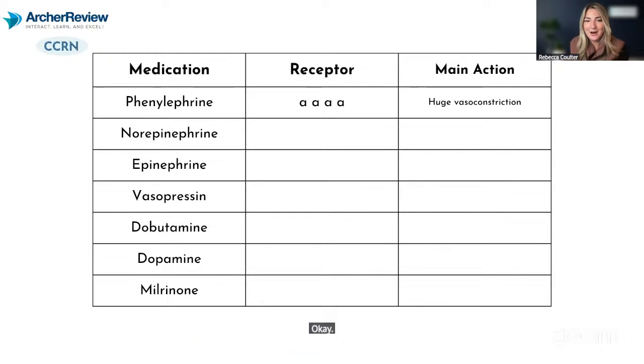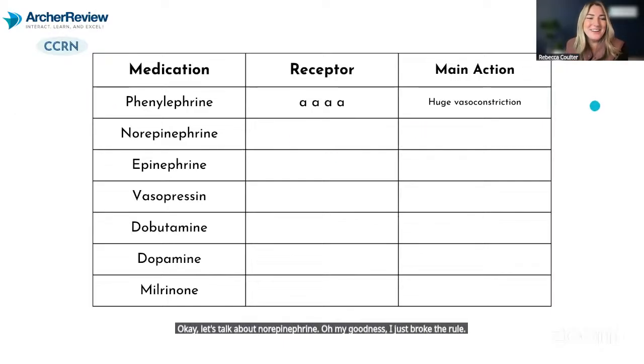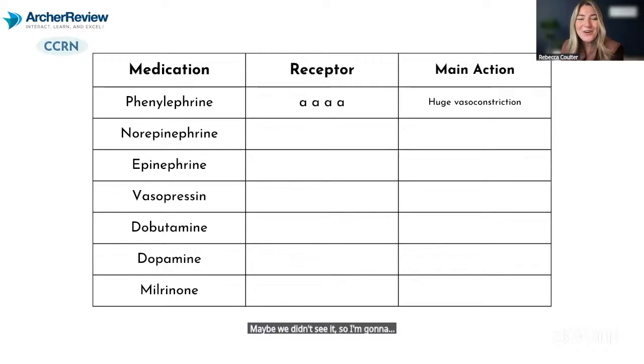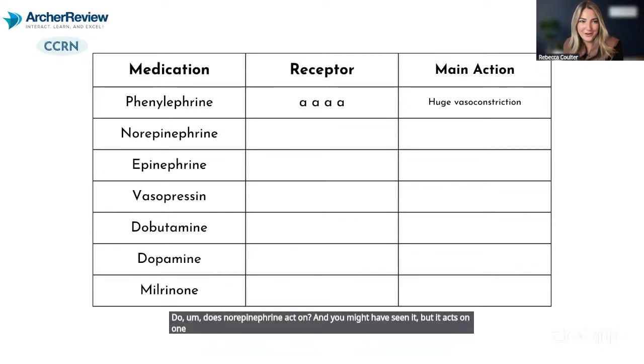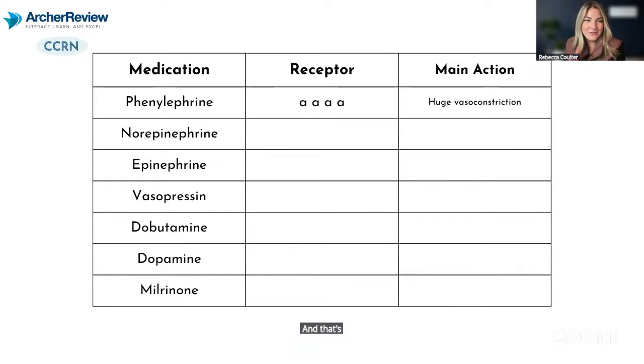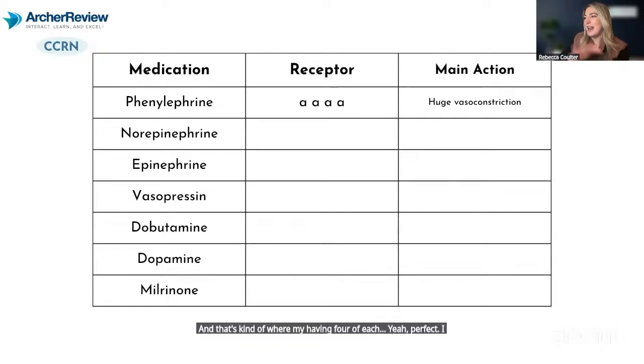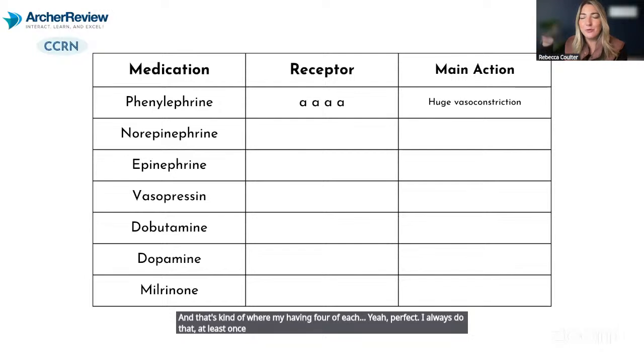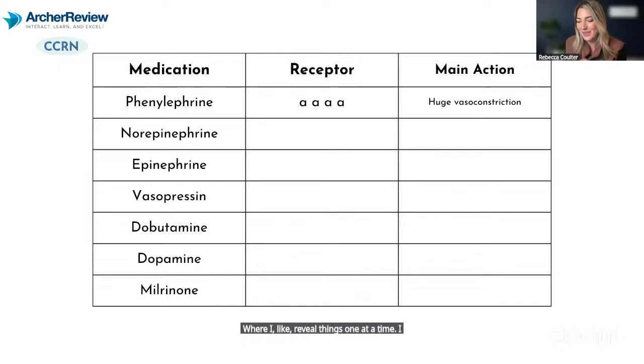Okay, let's talk about norepinephrine. Oh my goodness, I just broke the rule. Maybe we didn't see it, so I'm still going to ask, what receptors does norepinephrine act on? You might have seen it, but it acts on one more than another, and that's where my having 4 of each comes in. Yeah, perfect. I always do that at least once when I do these revealing slides where I reveal things one at a time. I always click it too soon at least one time. So hopefully that's the only time I do it.